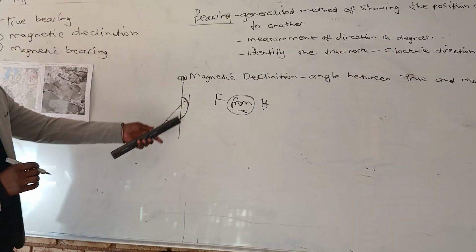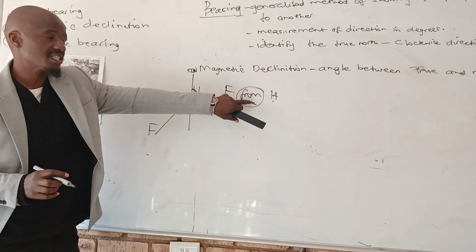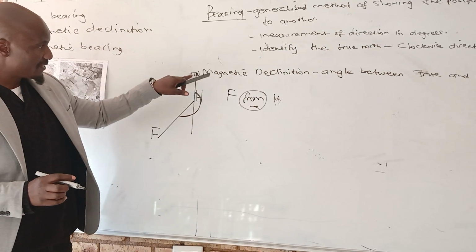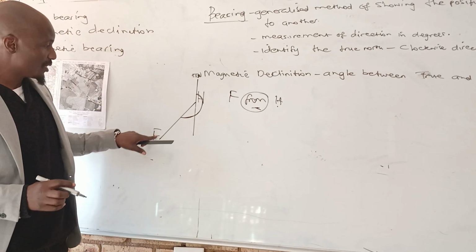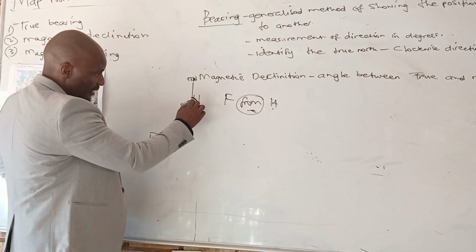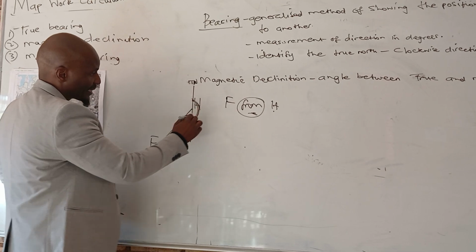Remember, you identify the 2 points first, where it says from, like I demonstrated here. This is where your H is. You draw a perpendicular line, you identify your true north here. After identifying your true north, you join the 2 points, that is your F and your H. Then you indicate the angle where you are supposed to measure your true bearing, that is in degrees.